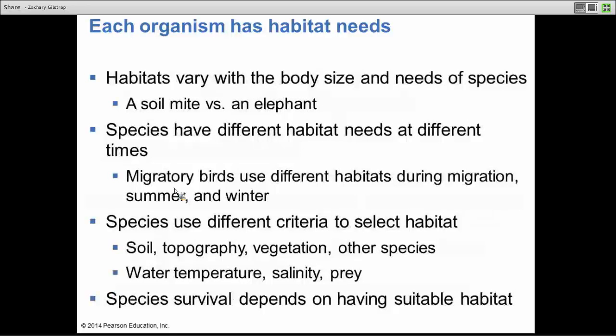So habitats are scale dependent. They vary with the body size and the needs of a species. So a soil mite versus an elephant habitat will be vastly different, as you could probably assume. The criteria by which organisms favor some habitat over others can vary greatly depending on the species and their niche. And habitat use is important in environmental science because the availability and quality of habitat are crucial to an organism's well-being.